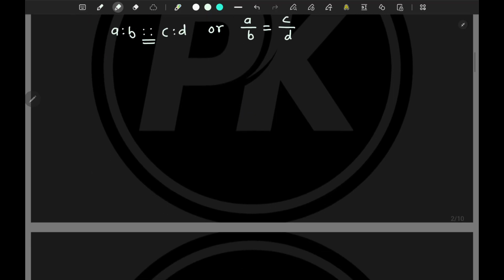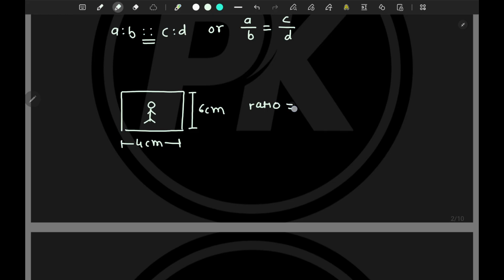Now let's try to understand proportion with a simple example. Let's take an example of a photograph. If the small photo is 4 centimeters wide and 6 centimeters tall, then the ratio of this photo is 4:6. I can write it as 4 by 6 as well. If I simplify it further, it is 2 by 3. That means 4:6 or 2:3.